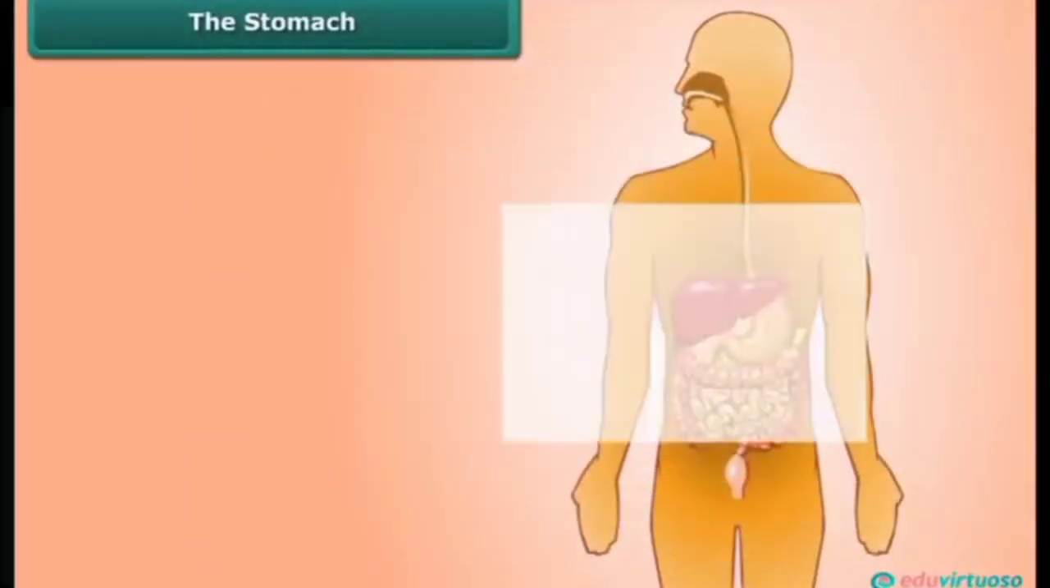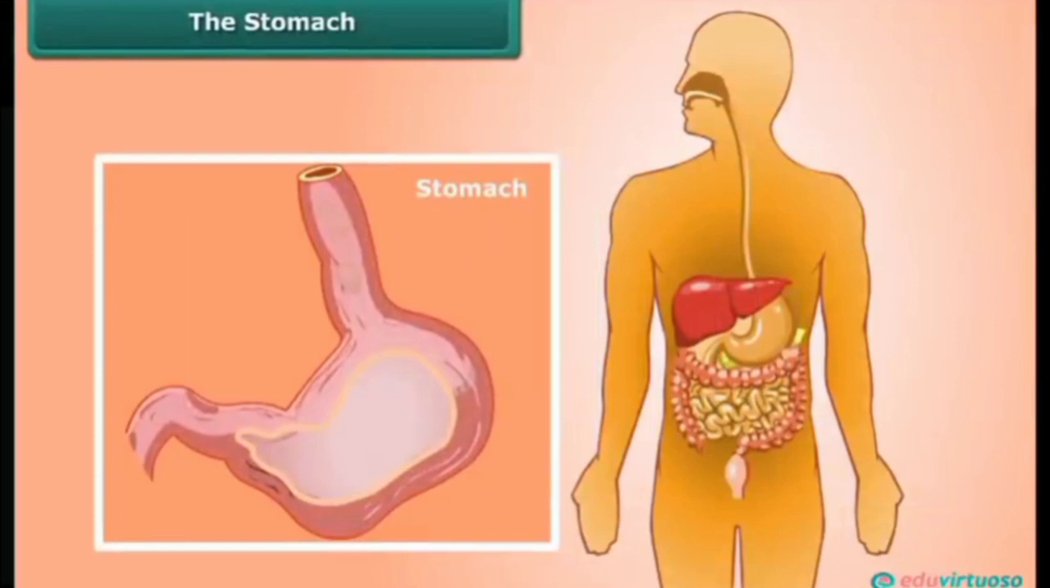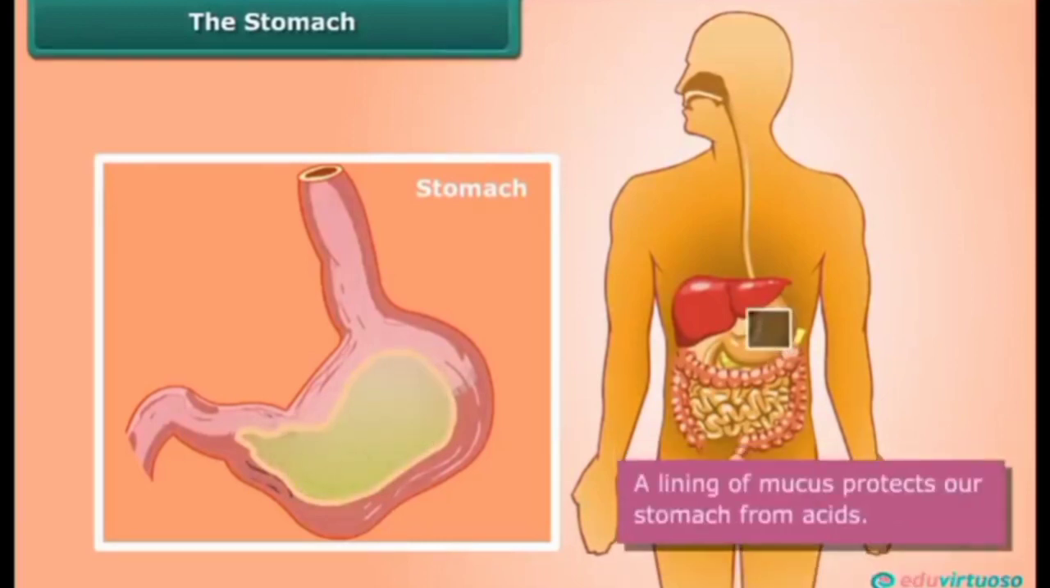Now the food reaches the stomach. Here the digestion of food takes place with the help of different acids. Okay, in our stomach the acids are present. The hydrochloric acid helps in the digestion of food. Inside the stomach the food mixes with the digestive juices. A lining of mucus protects our stomach from acids.